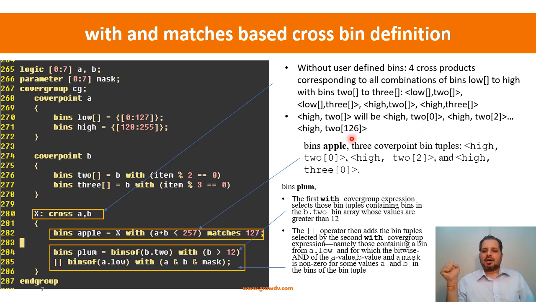All the values that this particular range can take, plus each unique value that the two bins can take. For all of those values, it's going to iterate and check whether a plus b is less than 257. So what happens over here? If we look at high, it has 128 to 255.